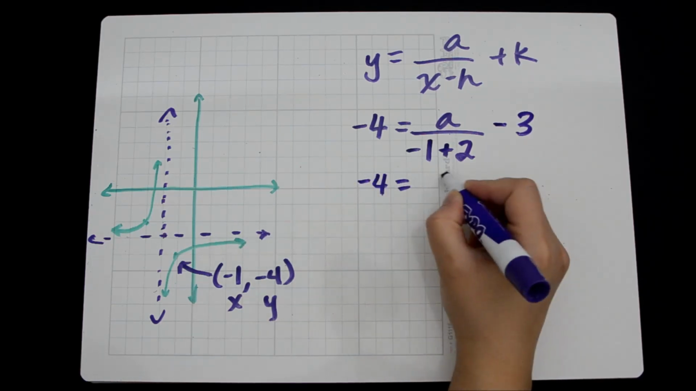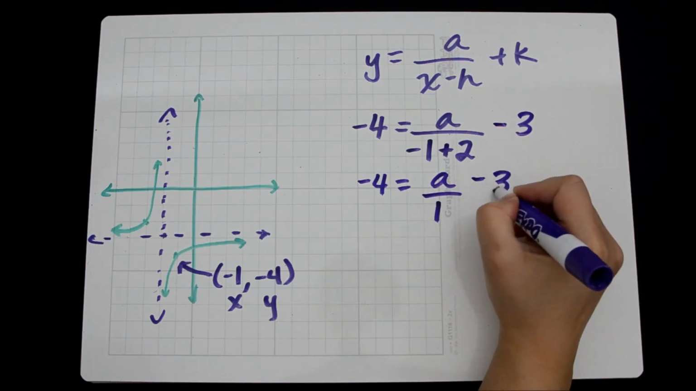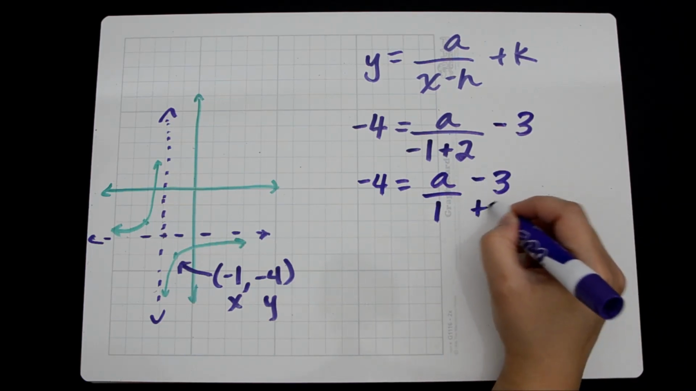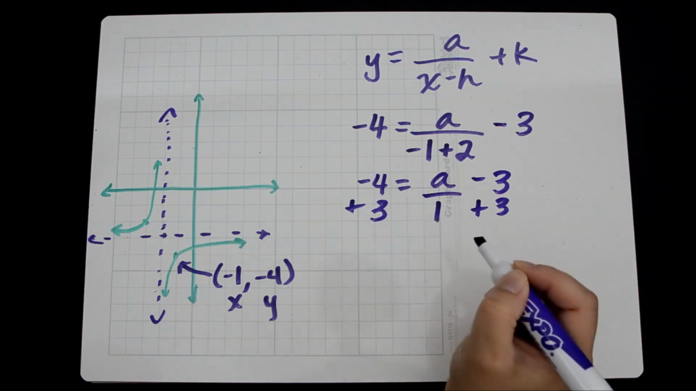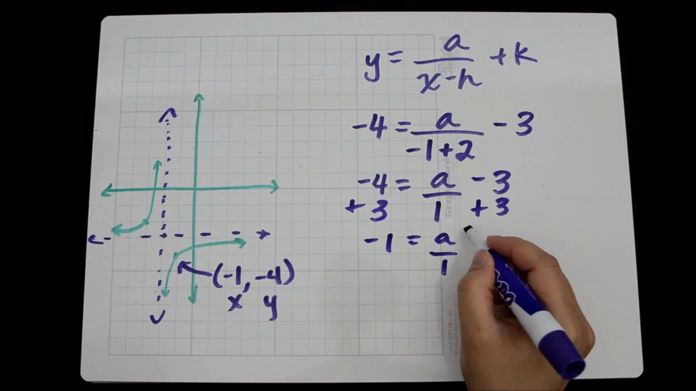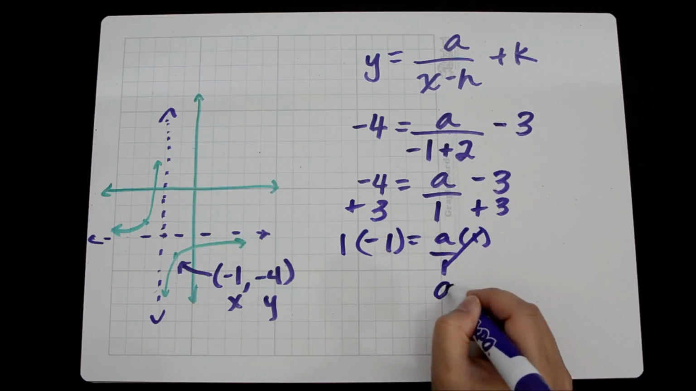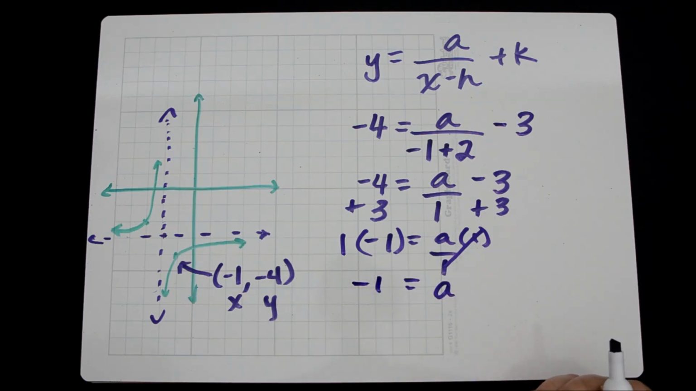And let's go ahead and simplify what we can. We're going to get a over 1 minus 3. And here's our two-step equation. We're going to add 3 to both sides. We get -1 equals a over 1. Multiply both sides of our equation by 1. And a is equal to -1.